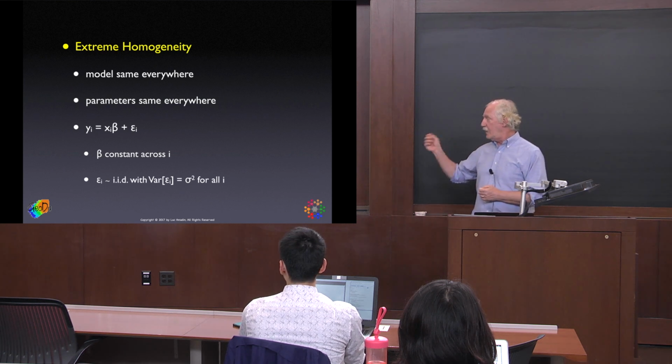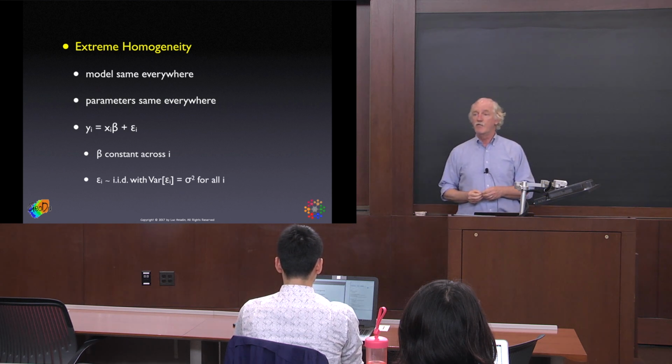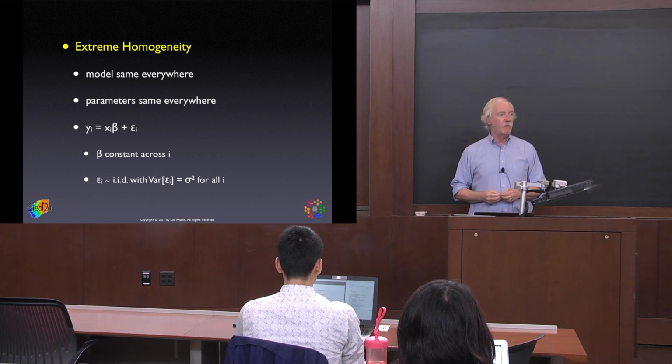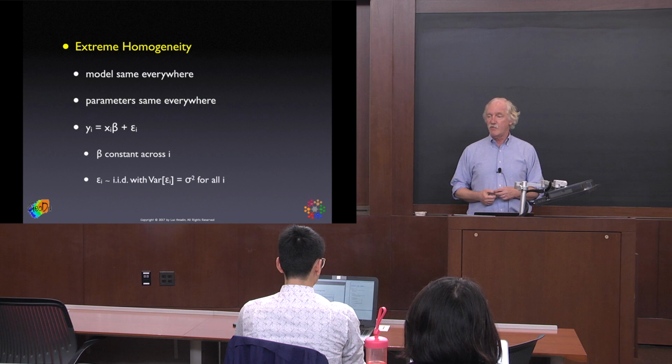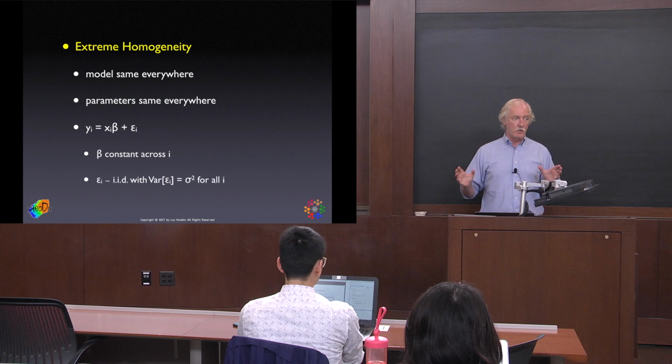Specifically, in a regression setup, even though we have observations for different locations i, the parameter vector beta is constant, and the error term is well behaved in the sense that it is uncorrelated and identically distributed, which translates very specifically into its variance being constant. So that's kind of the ideal world.